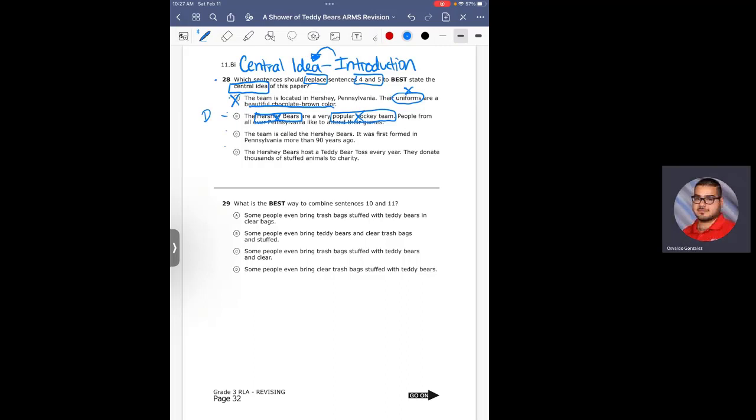C. The team is called the Hershey's Bears. It was first formed in Pennsylvania more than 90 years ago. Again, this is talking about where the team is from, its history, 90 years ago. It never talks about the formation of the team. So this does not jive with our central idea. Let's see D. The Hershey Bears host a teddy bear toss every year. They donate thousands of stuffed animals to charity.